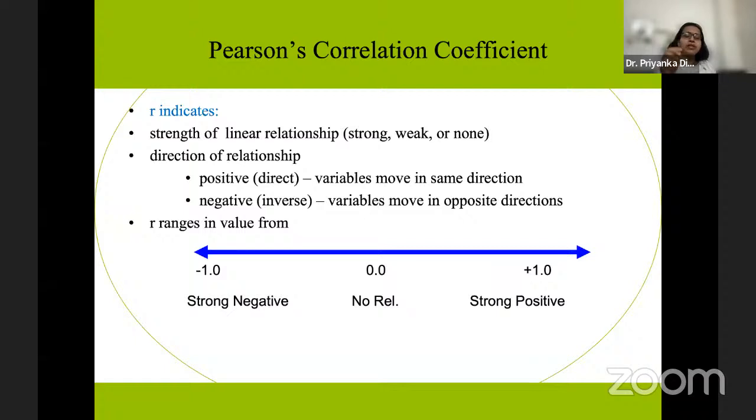If your calculated correlation value is towards 0, what do you say? Variables are not linearly related. It's very important that you should say that there is no linear relationship. Is it okay?